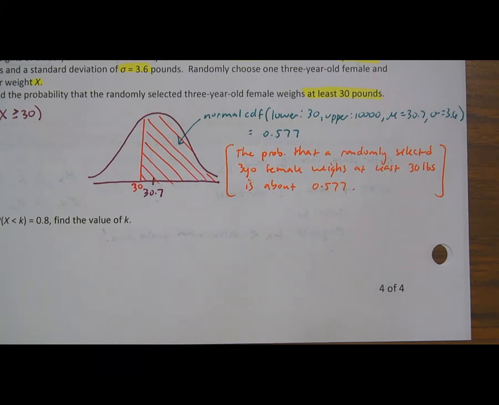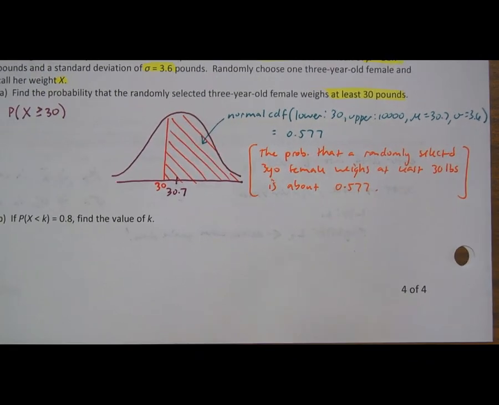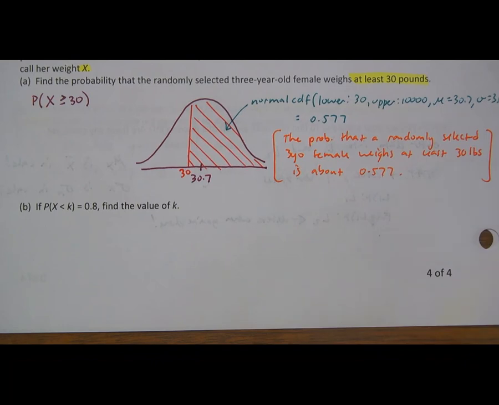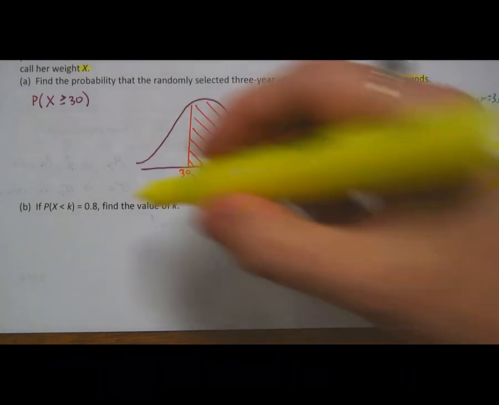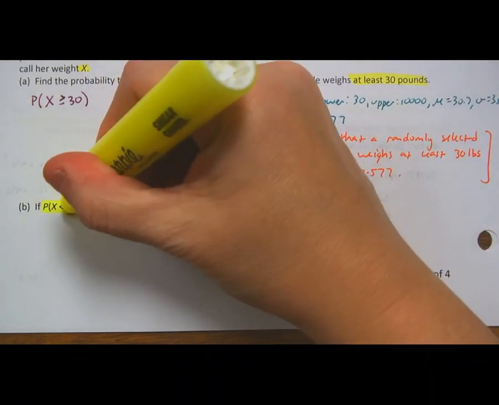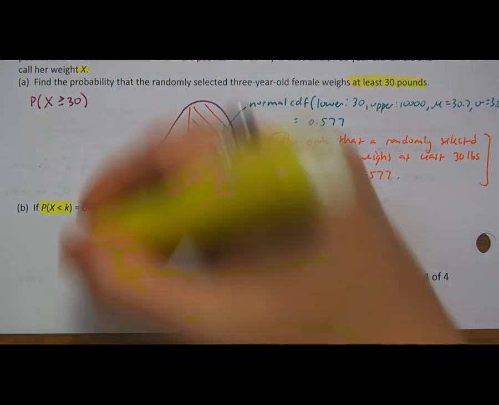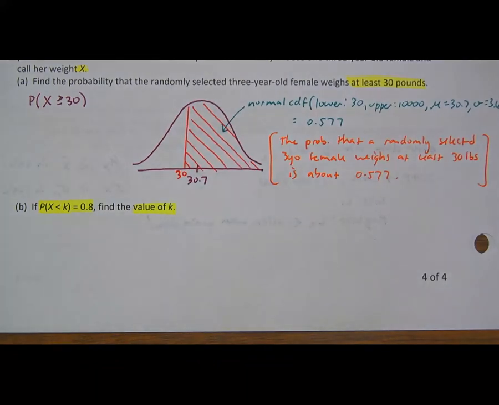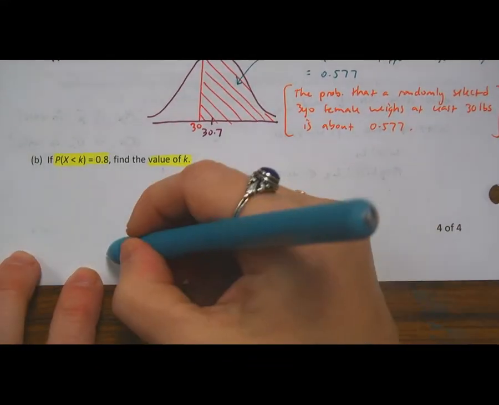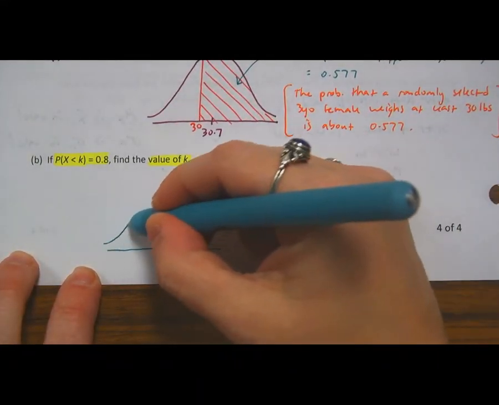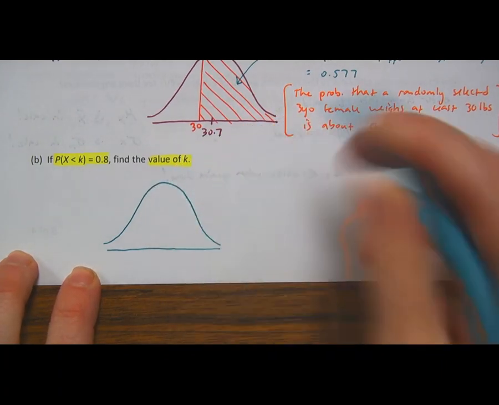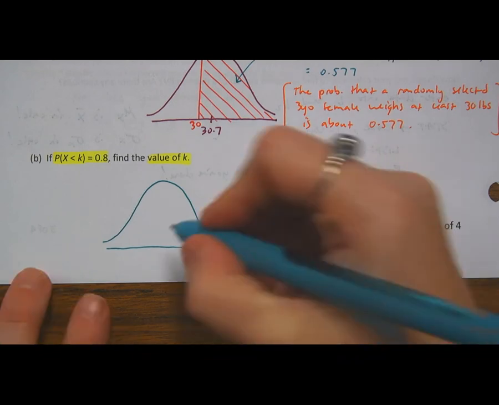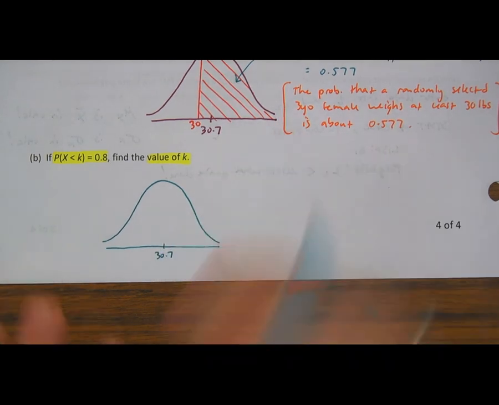Now technically part B, you've seen problems like this before, you just haven't seen this notation. Let's figure out what it's asking us. If the probability that a female's weight is less than K is 0.8, then find K. So here's all it means. Same scenario about these 3-year-old females, where we've got 30.7 as the average.